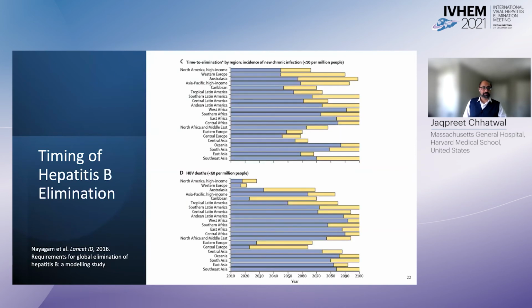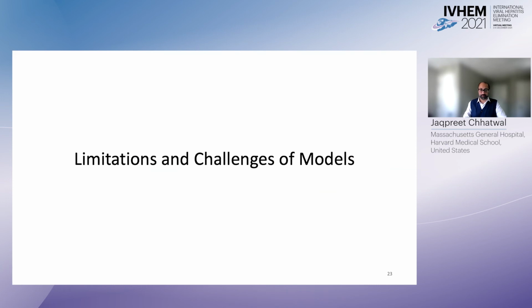A similar example from hepatitis B elimination shows the feasibility of Hep B elimination in different regions of the world and the timings. Again, the message is very similar: models have been helpful in starting the discussions with different stakeholders. If countries are not on track to achieve the elimination goals, what can be done? So far, we have seen many great examples of how models can be useful in informing hepatitis elimination.